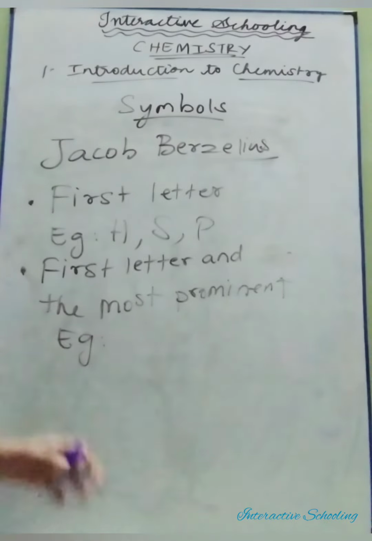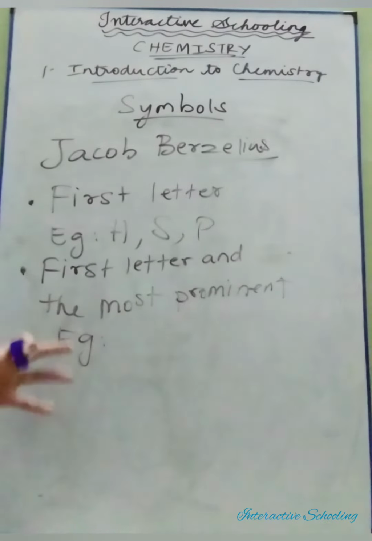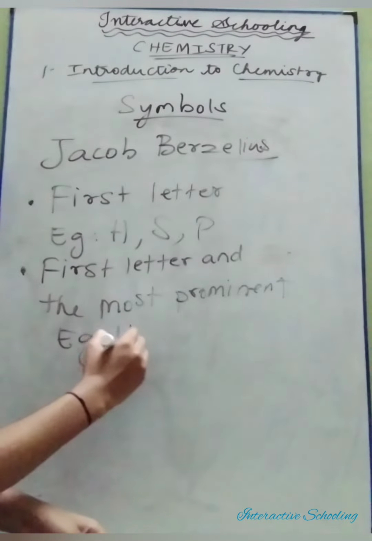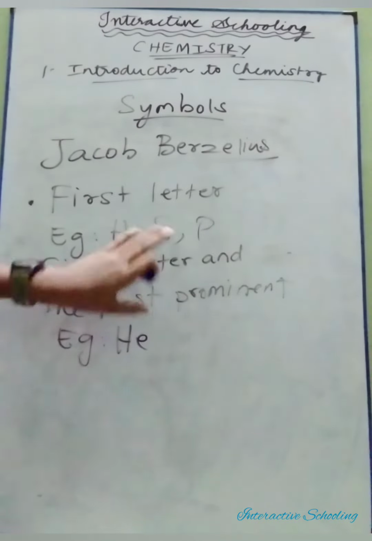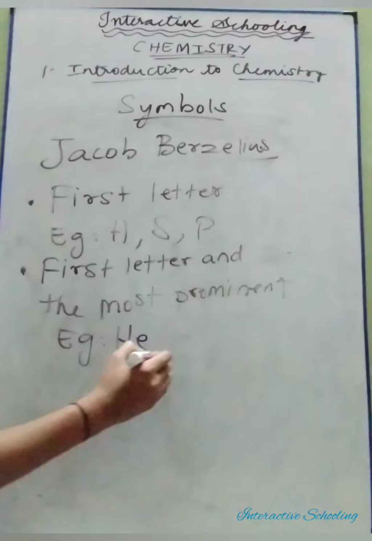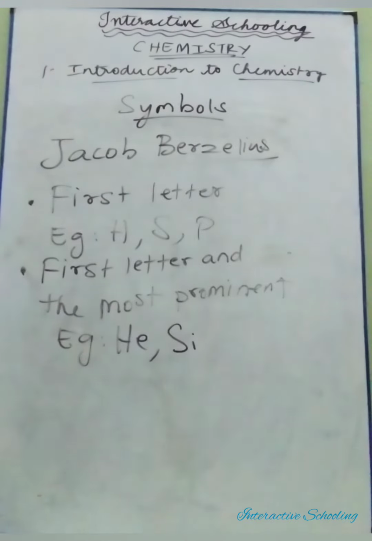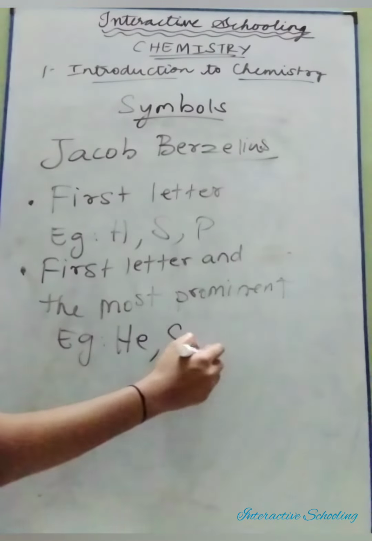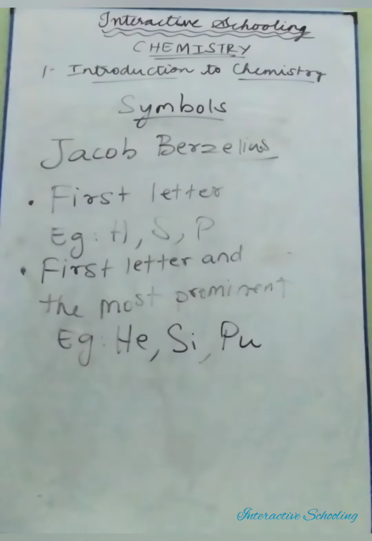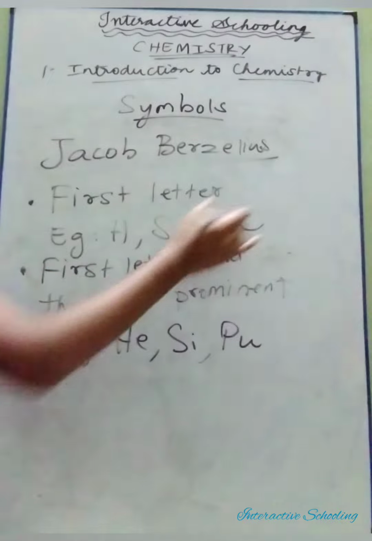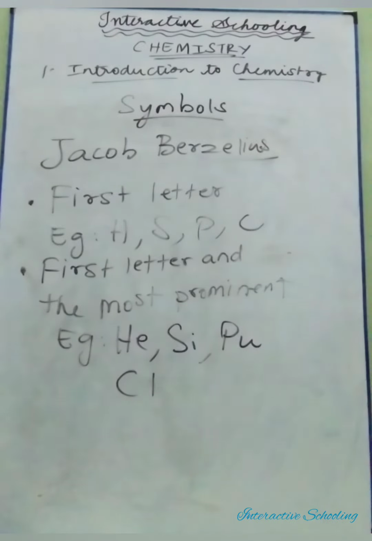So, example, hydrogen and helium shared the same first letter. So, helium, H-E. Sulfur and silicon. So, like this. And phosphorus and plutonium, P-U. And chlorine and carbon. Carbon here, C-L. So, like this.